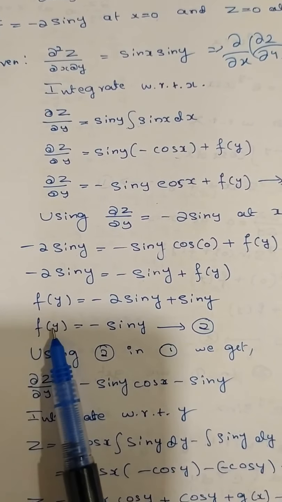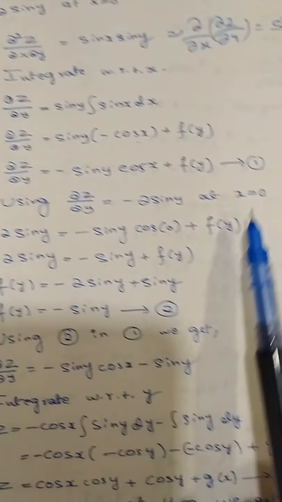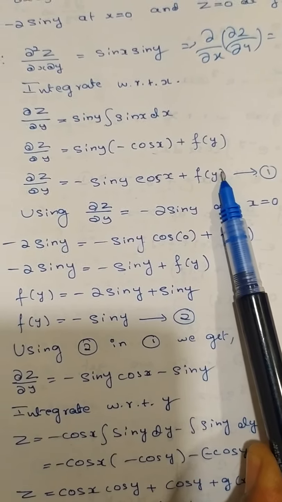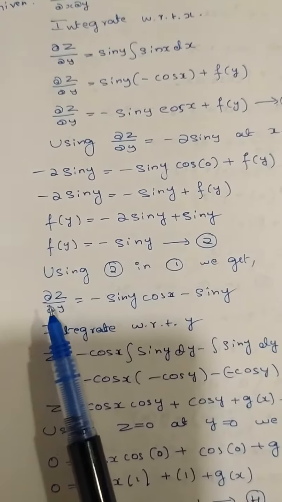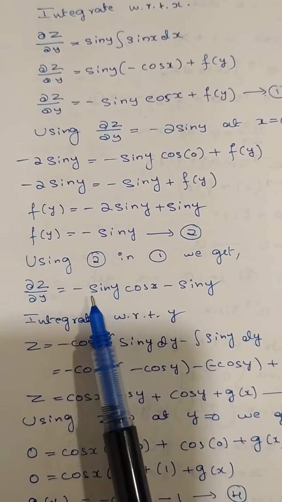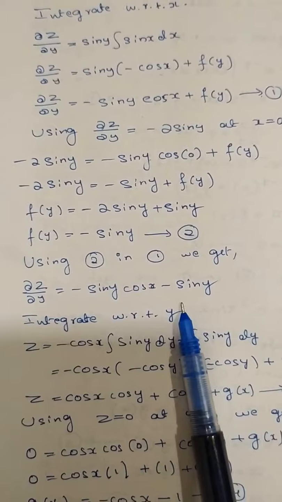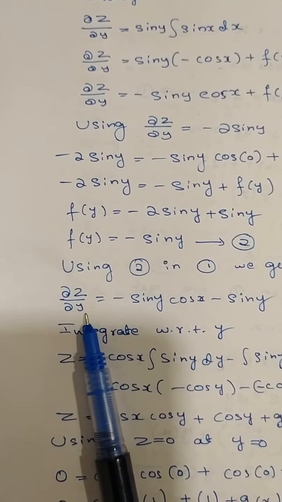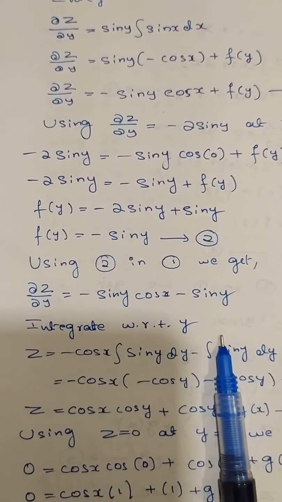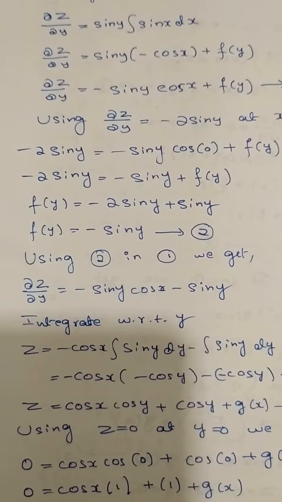Then substitute f of y is equal to minus sin y in equation number 1. Then equation number 1 becomes dou z by dou y is equal to minus sin y cos x minus sin y. Okay, now what is the variable? y. Now integrate with respect to y. Now x is constant, or a function of x is constant.